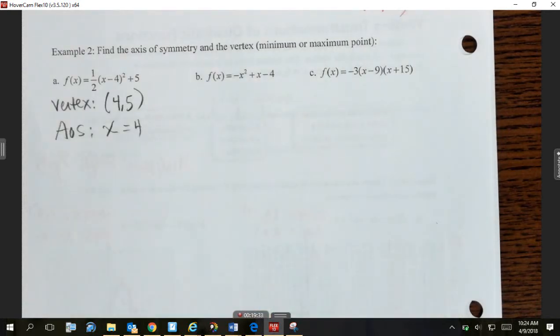Do you know what that means? So it's at the top or the bottom. So when we look at our parabola, is the vertex going to be the very bottom point, or is it going to be the very top point? Very bottom. So is that going to be a maximum or a minimum? It's going to be a minimum.